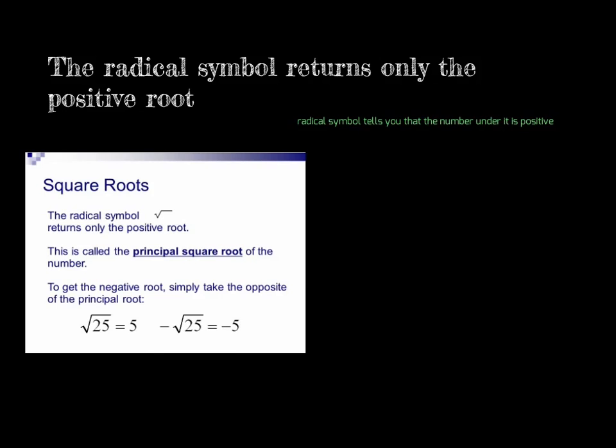So the radical symbol tells you that the number under it is positive. If we had the square root of 100, we would write it just like this. And the square root of positive 100, because that's what the radical symbol tells us, that it's a positive number, the square root of 100 is 10.